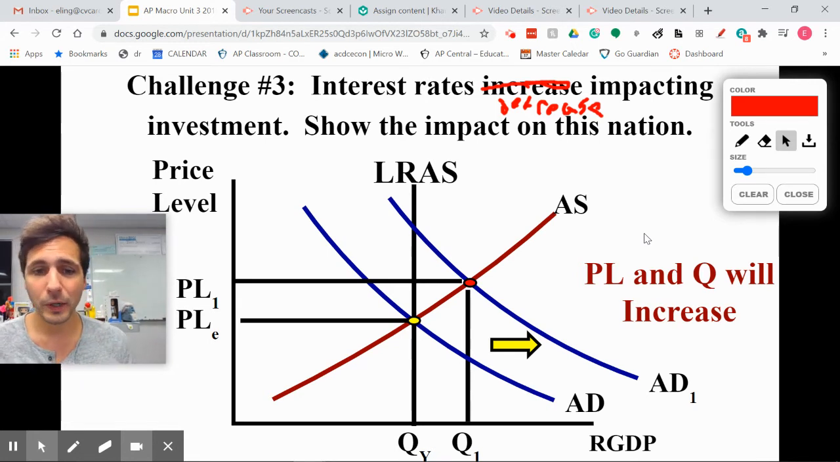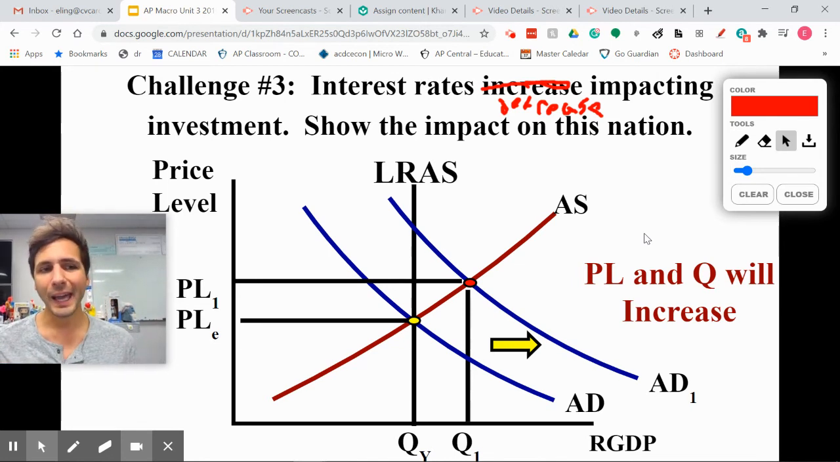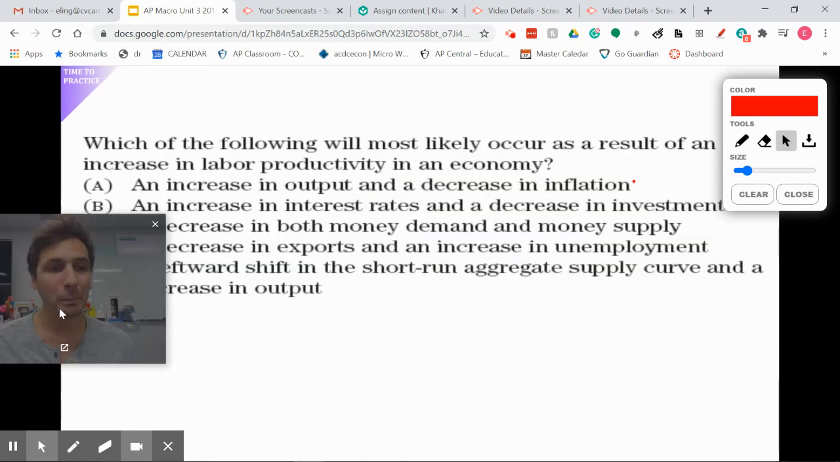Notice we want to be where LRAS is. That's our beacon. That's our hope. That's where we want to be. We have overshot the mark. We're producing too much, and we can do that temporarily, but it has the potential to cause demand-pull hyperinflation, which is indicated by PLE going up to PL1. That's our inflationary gap. Notice you simply take those elements of GDP and you apply them.